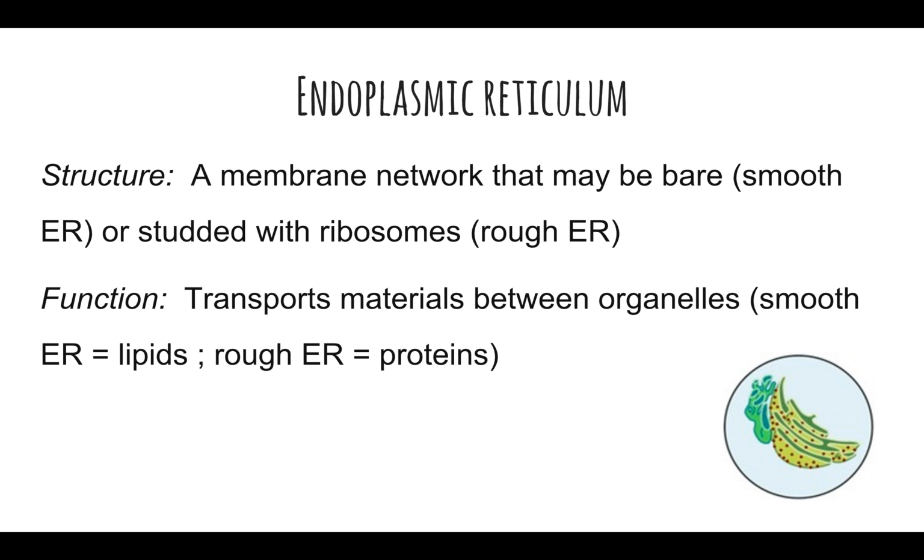So endoplasmic reticulum. The structure is a membrane network that may be bare, which they refer to as smooth ER, or studded with ribosomes, rough ER. So there are two endoplasmic reticulum that you must know. Smooth ER does not contain ribosomes, and the rough ER contains ribosomes. The function is to transport materials between organelles. The smooth ER transports lipids, while the rough ER transfers proteins.